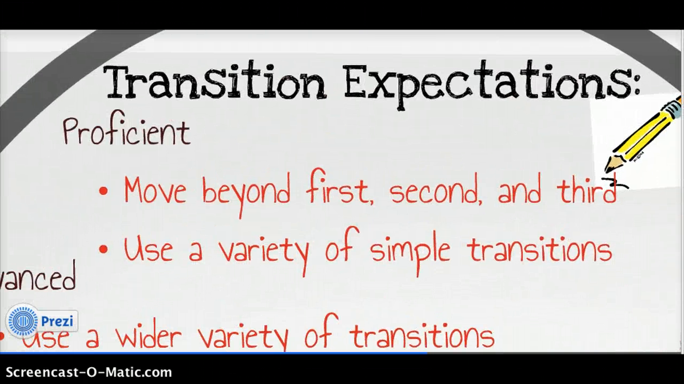All right, so what does it take to be proficient, advanced, and to be at a mastery level for transitions? For proficient, you want to move beyond the first and second and third. We want to use a variety of transitions, and maybe you're still using some simple transitions, but we really want to break out of that box of first, second, and third.